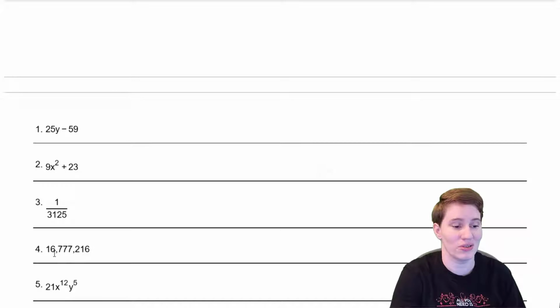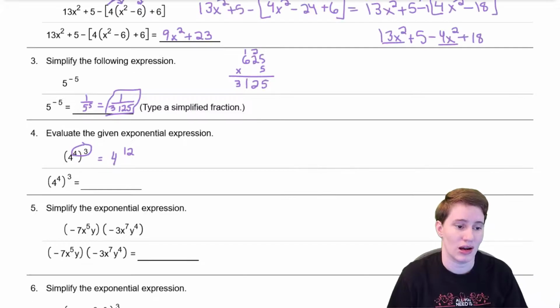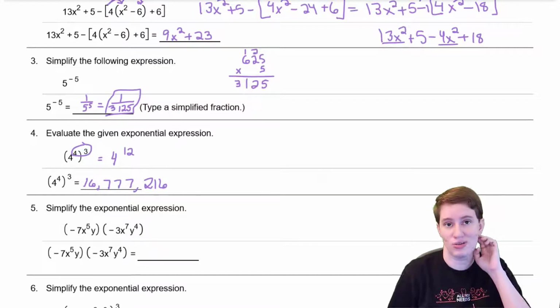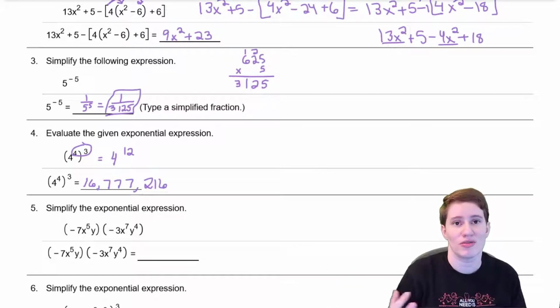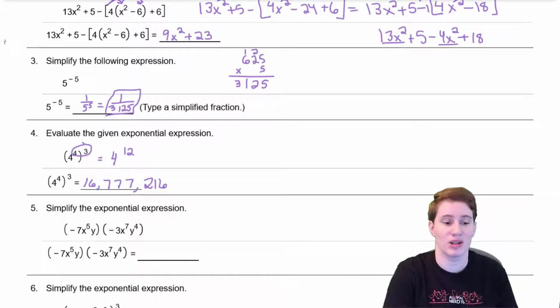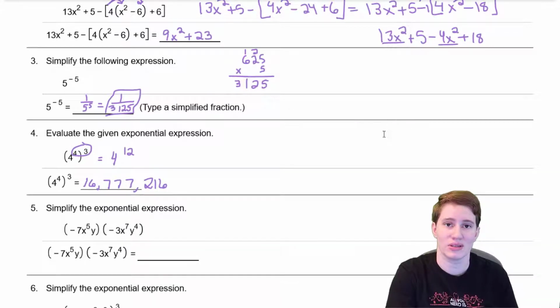So 4 to the 12th is apparently 16,777,216. Now, how would we figure that out without looking at the answer key? We could multiply 4 out 12 times, or we could use our calculator. Anything above going to the 5th power, for sure, I'd hope that you'd be able to use a calculator for, because it gets really, really frustrating to do that by hand.